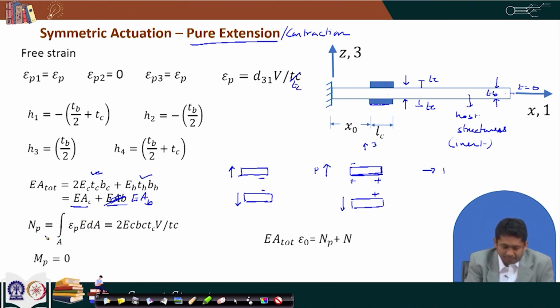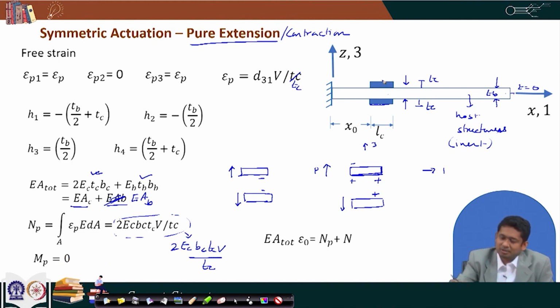Now, NP is epsilon P E integrated over area, and that also gives us this same thing. So, these are all suffix. So, it can be written in a better form as 2 EC BC TC epsilon P, and MP is 0, because epsilon P is same here, epsilon P is same here. If I integrate minus sigma z over dA, we will see that the integral becomes 0 here. So, MP is 0.